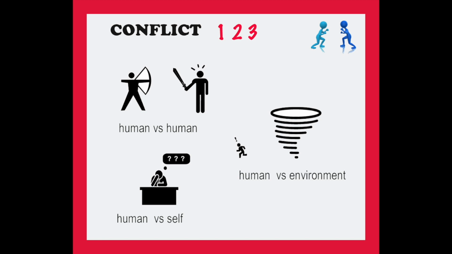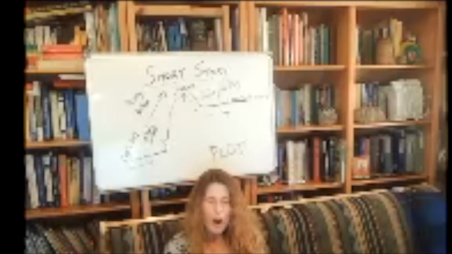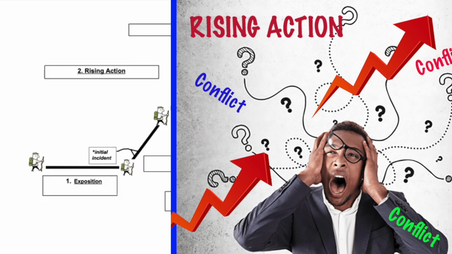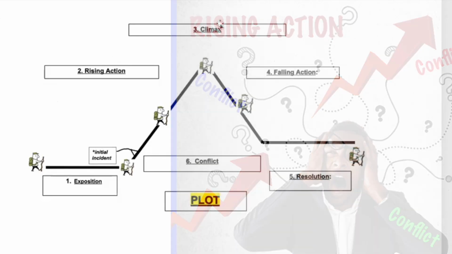Conflict. Human versus human, human versus self, and human versus the environment. So in here is where we have our problems, things go wrong, people are insecure, all that sort of stuff happens here. But how do we know what would be the climax?